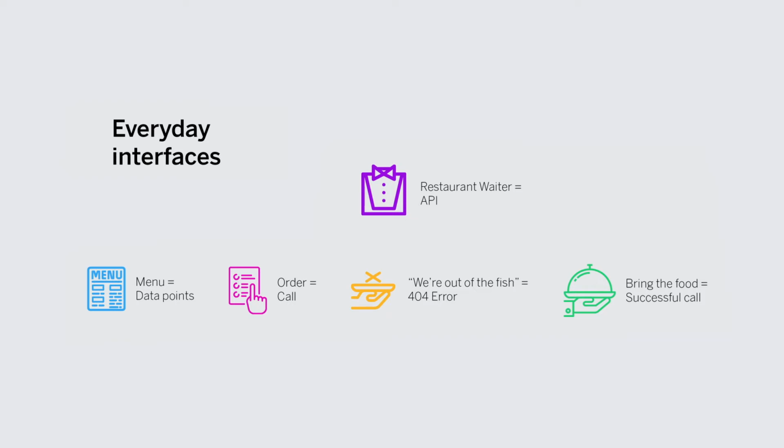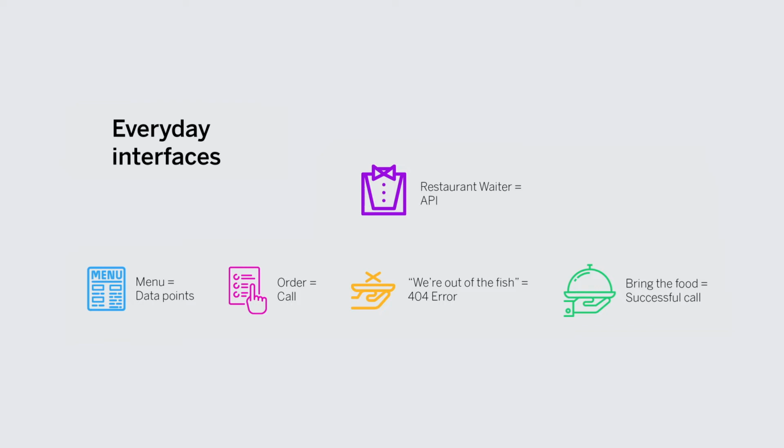Then when you step in and you order from the menu, you can consider this as being the list of data points. When you put in your order, that's an API call. When the waiter comes back and tells you they're out of the fish, that's a 404 error in APIs. And then finally, if you do get your fish, then that's a successful call.